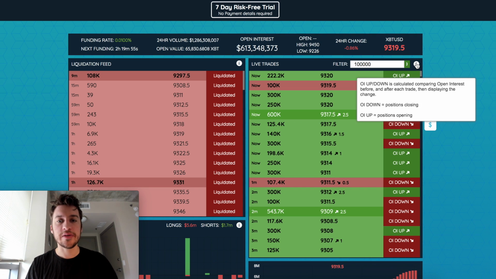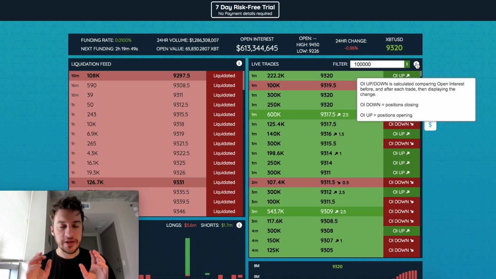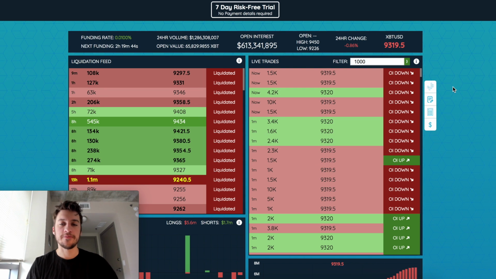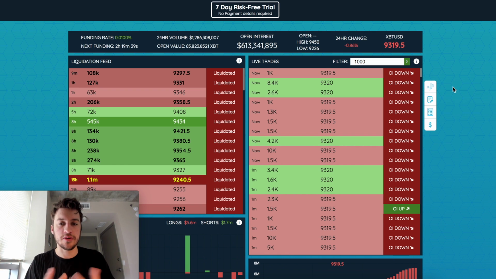But what I like about this, segregating it between $100,000 and more, is I can see what the big guys are doing. And I also have another filter up that's not $100,000, but is $1,000. So this really just shows the more retail crowd, what most traders are doing at these current prices.